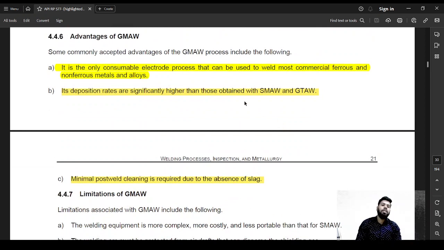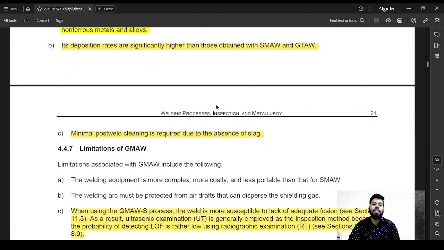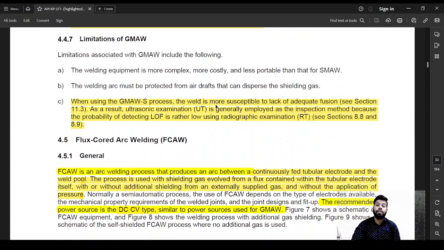So advantages: it is the only consumable electrode process used to weld most commercial ferrous and non-ferrous metals and alloys. Its deposition rate is significantly higher than that obtained with SMAW and GTAW. Minimum post-weld cleaning is required due to absence of slag. Limitation: the welding equipment is more complex, more costly and less portable than for SMAW. Obviously this can also be done indoors. Outdoors you would not prefer it because if there is wind and draft it will not be as suitable. The welding arc must be protected from air drafts that can disperse the shielding gas.